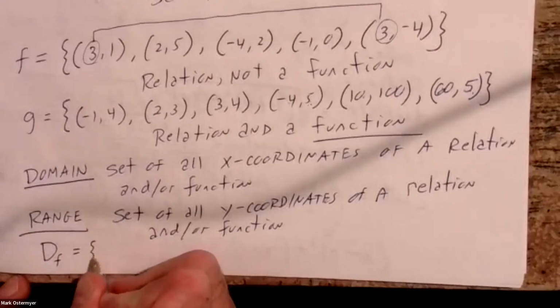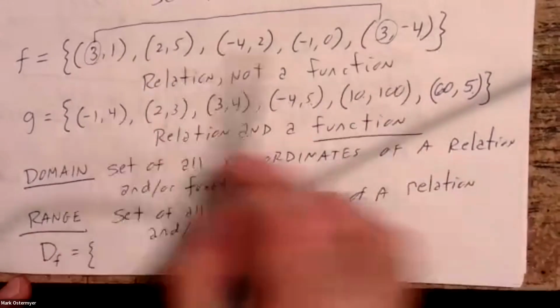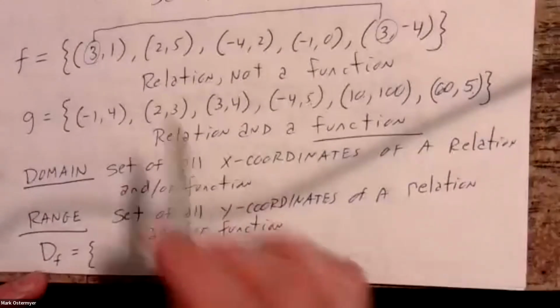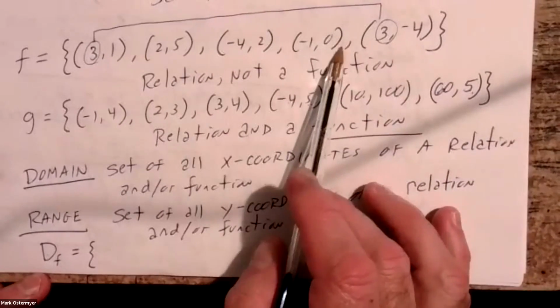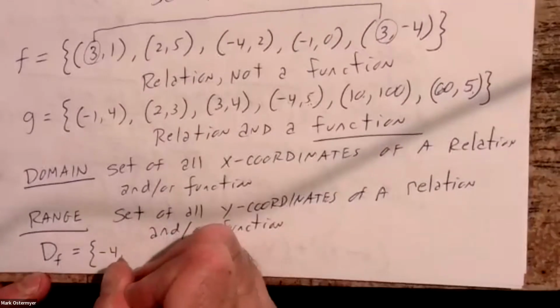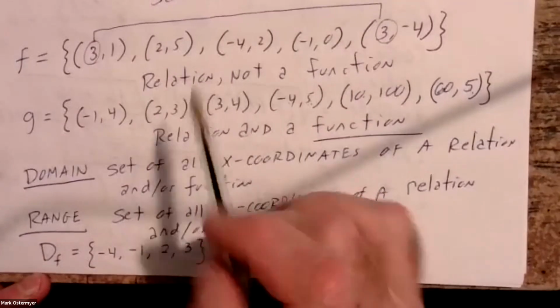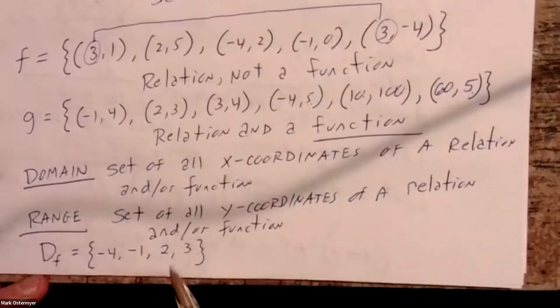Well, the domain consists of all the x coordinates. So what would be all the x coordinates of all the ordered pairs that define this relation? Normally, though this is not really critical, we like to list the x and y coordinates in ascending order from left to right on our paper. Therefore, all the x coordinates for this relation that belong in its domain would be -4, -1, 2, and 3. Notice, just because we got duplicate x coordinates, we do not have to list these twice in the domain, just list it once.